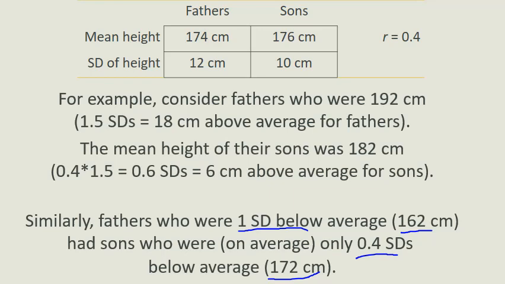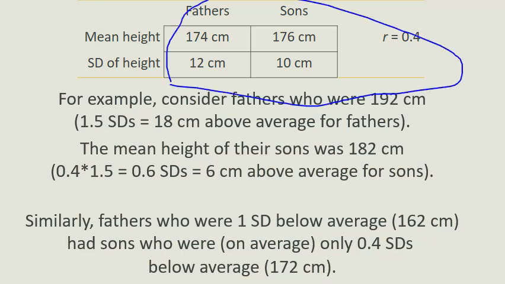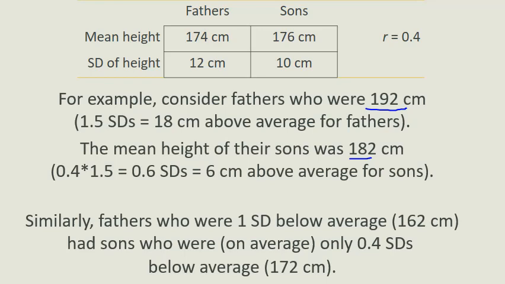If you don't believe the regression effect, then you can calculate the best fit line given the information at the top. And if you plug in x equals 192 into the best fit line equation, then you'll get an expected y value of 182. And if you plug in x equals 162 into the equation, then you'll get an expected y value of 172. I just wanted to give you another way of thinking about the regression line.